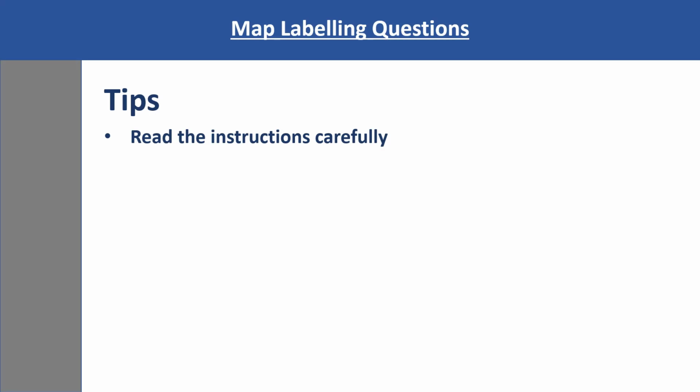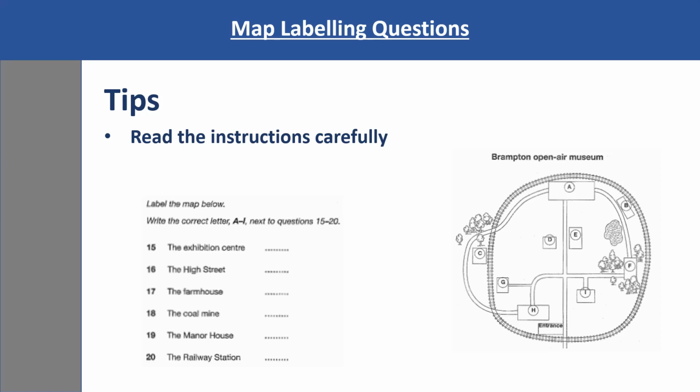Okay, so now let's move to some of the tips that can help you improve your score in this type of question. First off, read the instructions very carefully so that you know what you need to do and the maximum number of words and or numbers that you can use. In this example, you don't have to write any words. You have been given labels to write against these names.